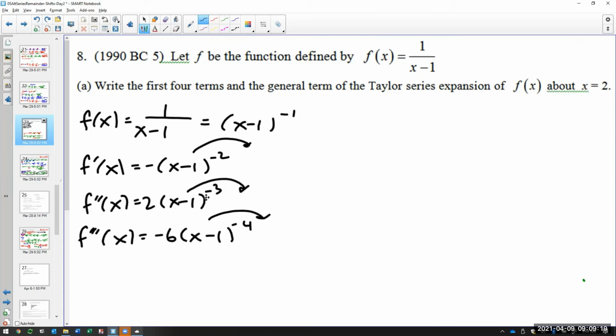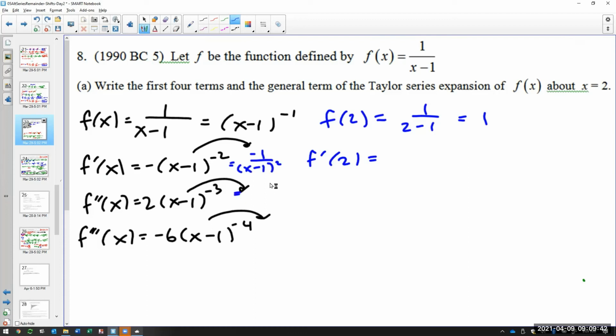And how many terms do I need? Just 4, so I'm going to stop. You might have to put in another term if something's 0, but I'm going to take a chance. I'm going to plug in my center. My center is 2, so this will be 1 over 2 minus 1, which is 1. This is negative 1 over (x minus 1) squared.